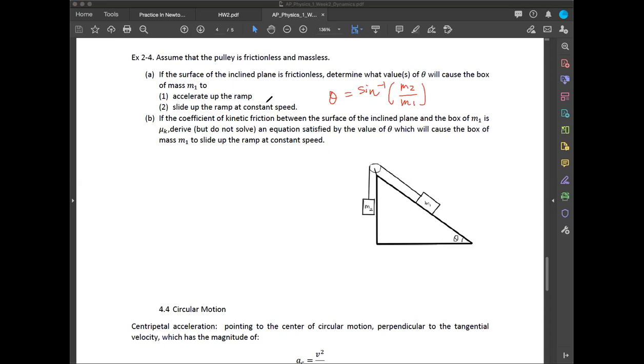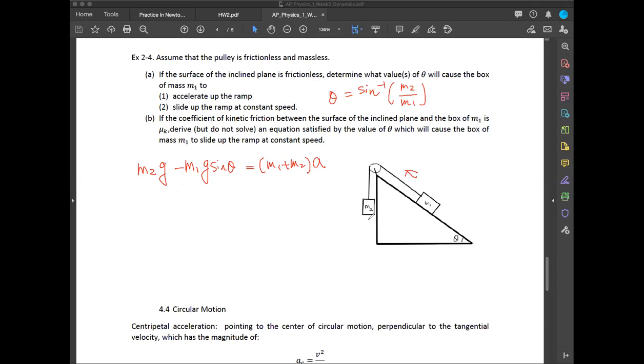So we can just do the free body diagram, and this object's moving upward, right? Yeah, it's going up. So based on that, I can define m2g minus m1g sine theta should equal (m1 plus m2) a. I write this equation. Does that make sense to you? Why did I write this equation?